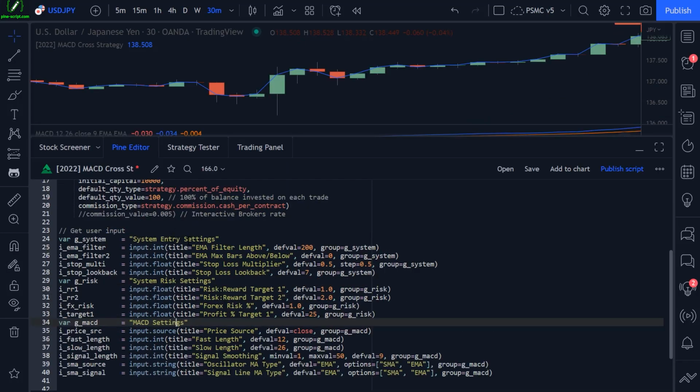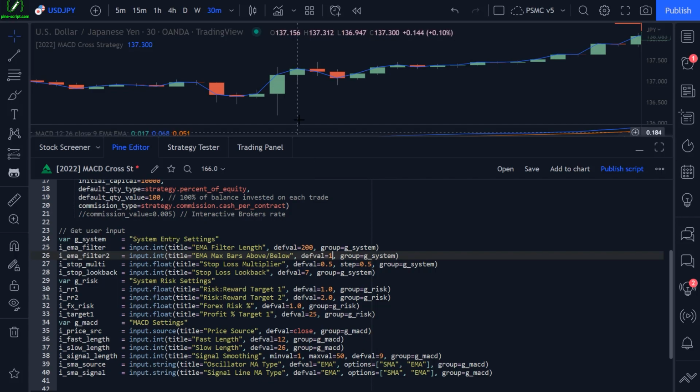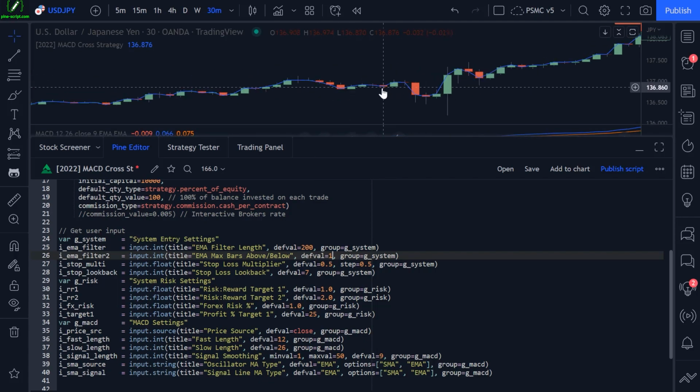I also have my system entry settings. So we have our EMA filter length, which is 200 period by default. We have our max bars above or below the EMA. This should be set to 1. One bar by default is allowed to close above or below the 200 EMA preceding our entry signal. Our stop loss multiplier is set to 0.5. This is a multiplier of the ATR, so half ATR stop loss by default. Our stop loss look back is 7 bars.